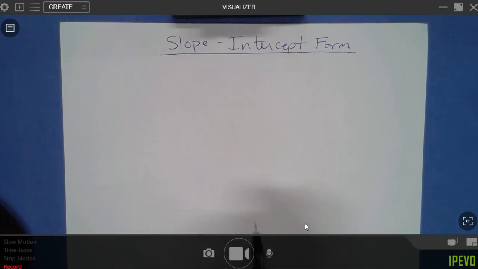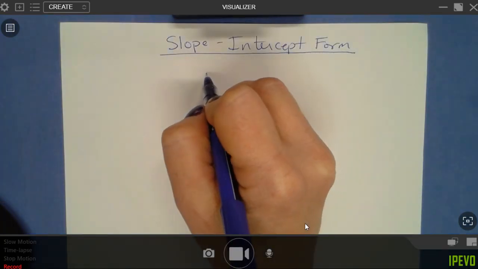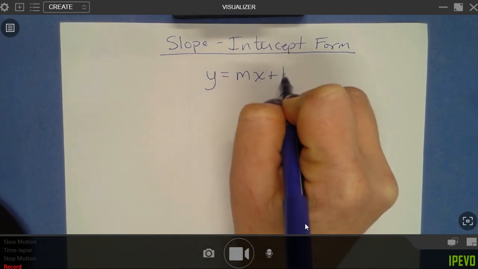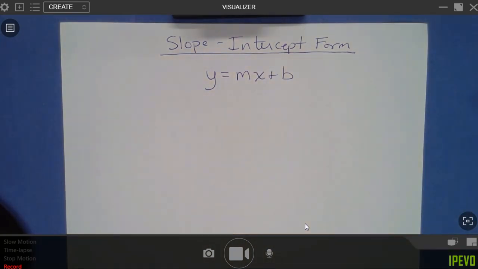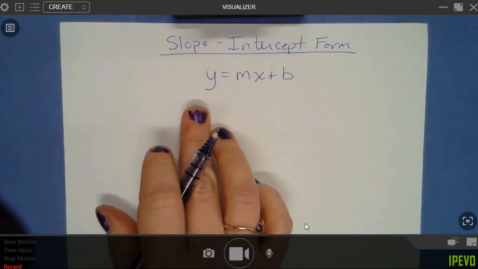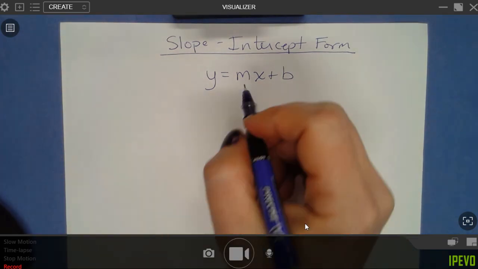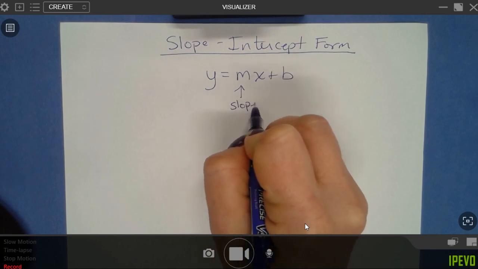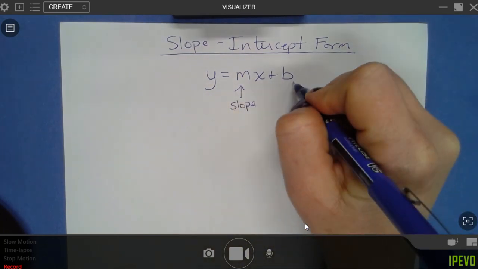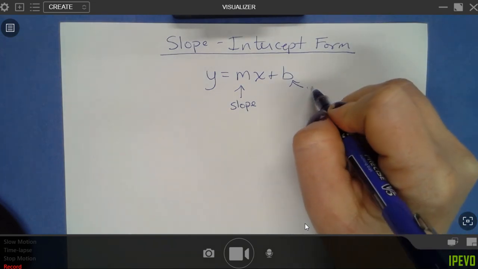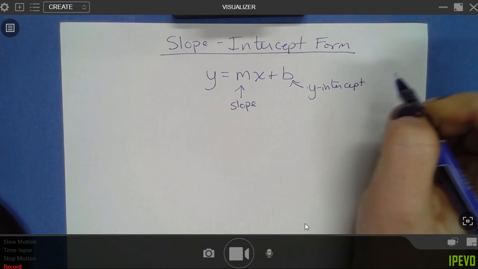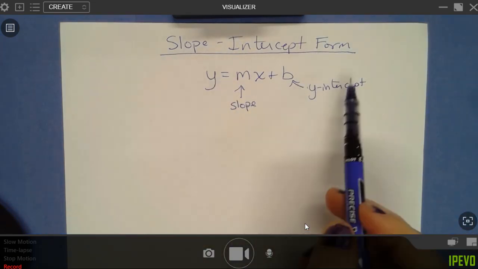Slope-intercept form. Everyone's fave, right? Y equals mx plus b. This is slope-intercept form. You have y all alone, everything else is on the other side. M is for the slope. B is for our y-intercept. Notice that doesn't say it up in the name, but b is the y-intercept.